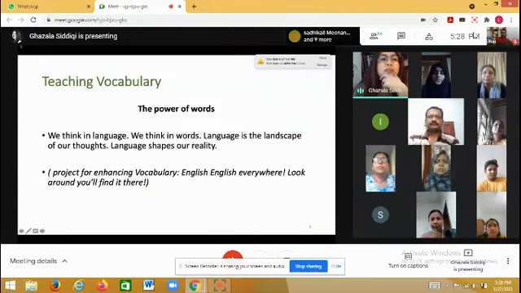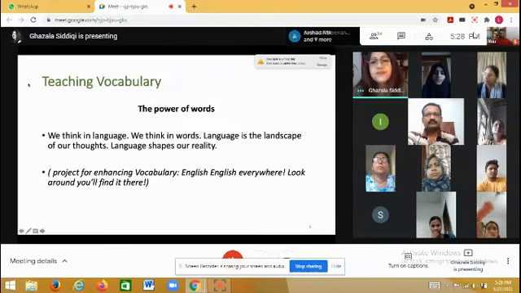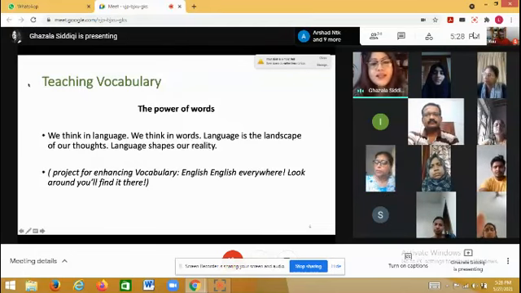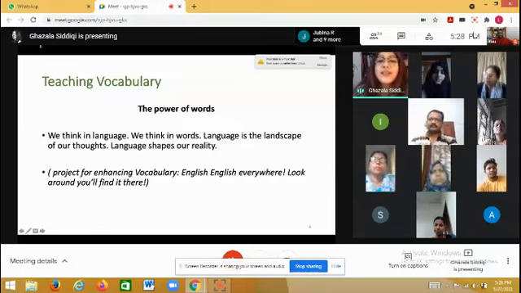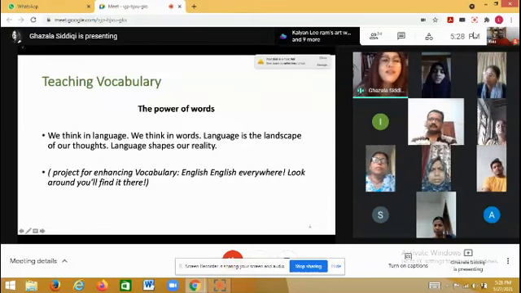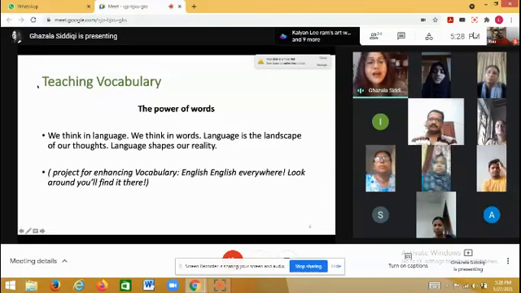Now, coming to the teaching of vocabulary. Vocabulary is related to the power of words. This is a nice quote and I want to share it with you. We think in language. We think in words. Language is the landscape of our thoughts. So language shapes our reality.